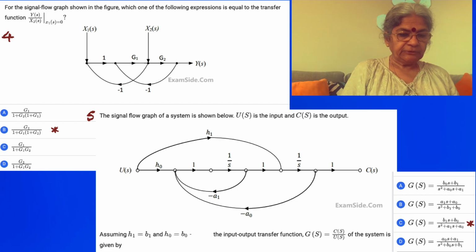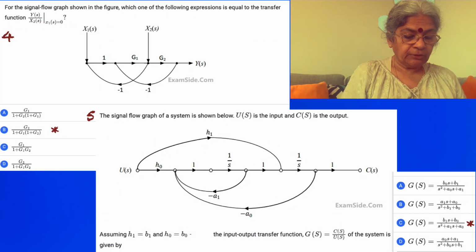What else is given? It's also given that assuming H1 is equal to B1 and H0 is equal to B0, the input output transfer function G(s) equal to C(s) by U(s) of the system is to be found. So first we look at the feed forward path. There are two paths, as is obvious. H1 is replaced by now B1 and H0 is replaced by B0. This is just additional information.